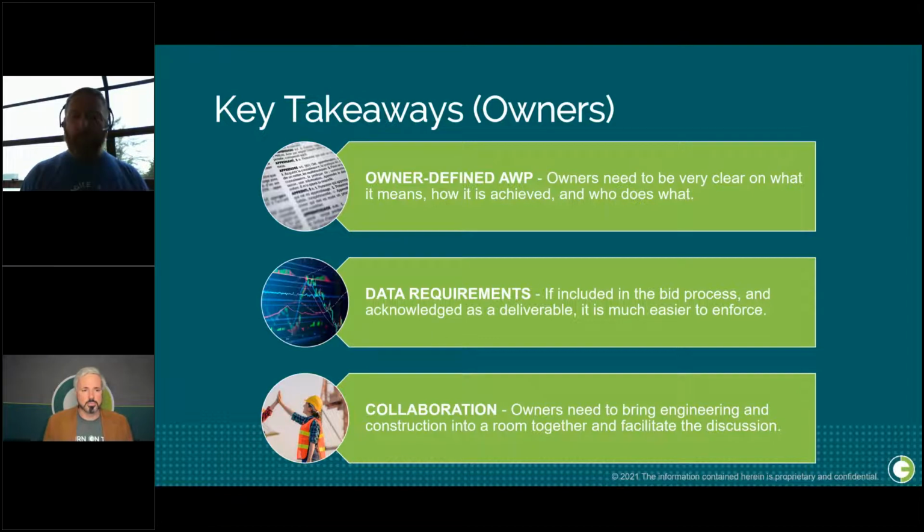But to make sure that we can do that, the owner, again, needs to have their hand on the tiller and say, these are the data requirements. Put them in the bid process. Acknowledge them as a deliverable. You'll have a lot better chance of enforcing it as a requirement if you've spelled it out in the contract before it's been signed. And then the other aspect from the owner standpoint is the collaboration.